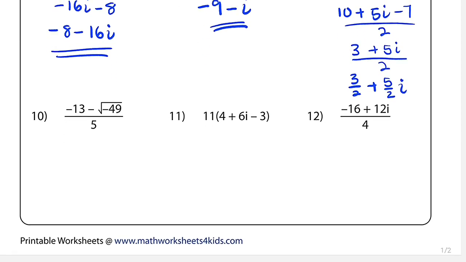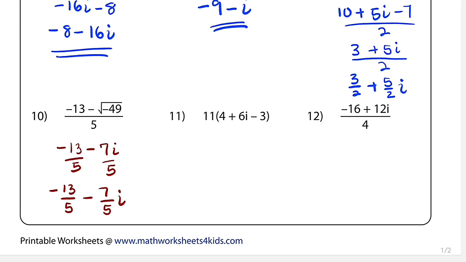Number 10, we have negative 30 minus the square root of negative 49, divided by 5. The square root of negative 49 is 7i. So this becomes negative 13, then minus 7i. And we can divide each by 5 separately. Finally, we have negative 13 divided by 5, then minus 7 divided by 5 i. And this is now in standard form.